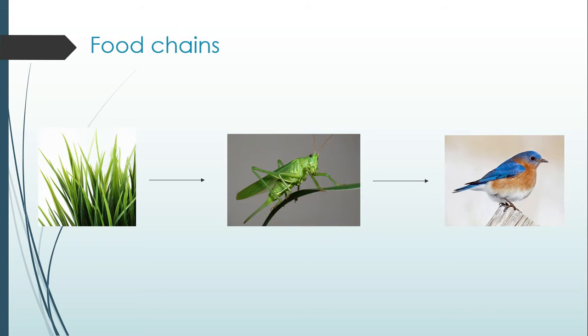Look at these food chains. Food chains represent the feeding relationship, and hence the energy transfer, from one organism to another. A food chain always begins with a plant as the food producer. Look at this grass. Grass is eaten by the grasshopper, and the grasshopper is eaten by the bluebird. That's called a food chain.